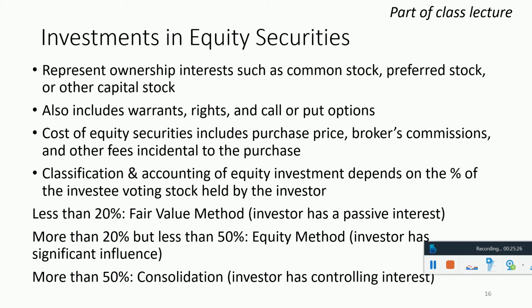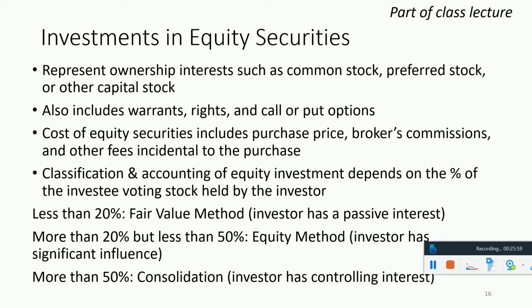The cost of equity securities that are purchased includes not only the purchase price, but also brokers' commissions and other fees incidental to the purchase. Now, when it comes to equity securities, the classification and accounting depends on the percentage of the investee voting stock held by the investor. The investor is the company that's buying the stock, and the investee is the company whose stock is being bought.